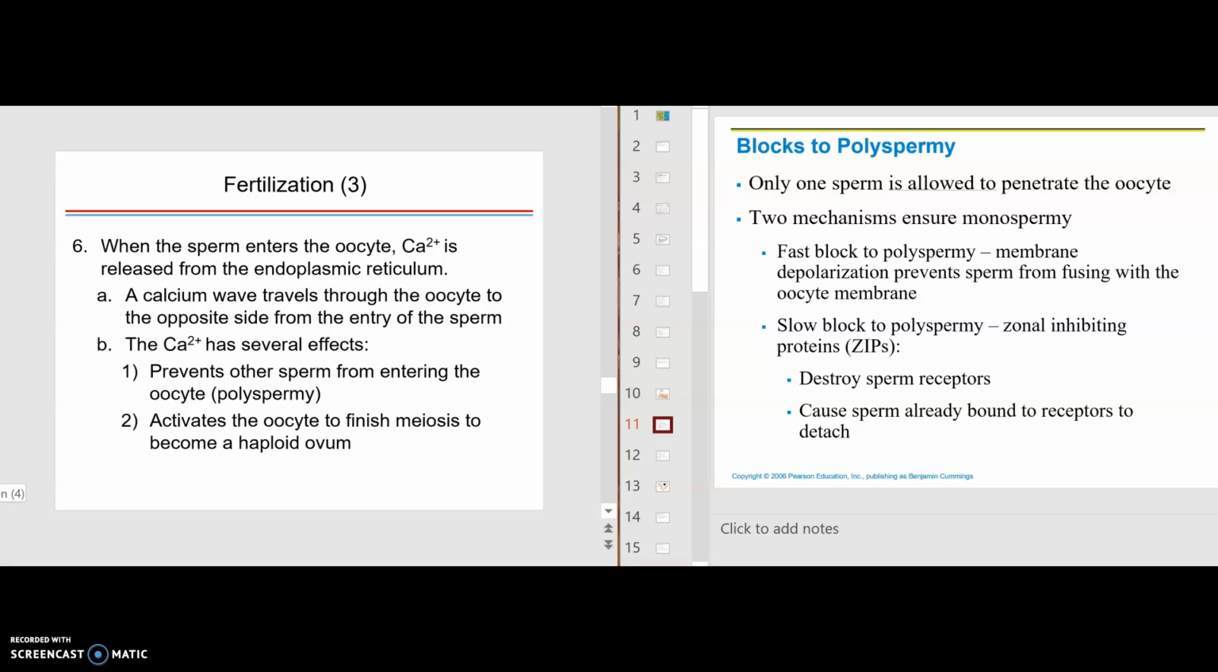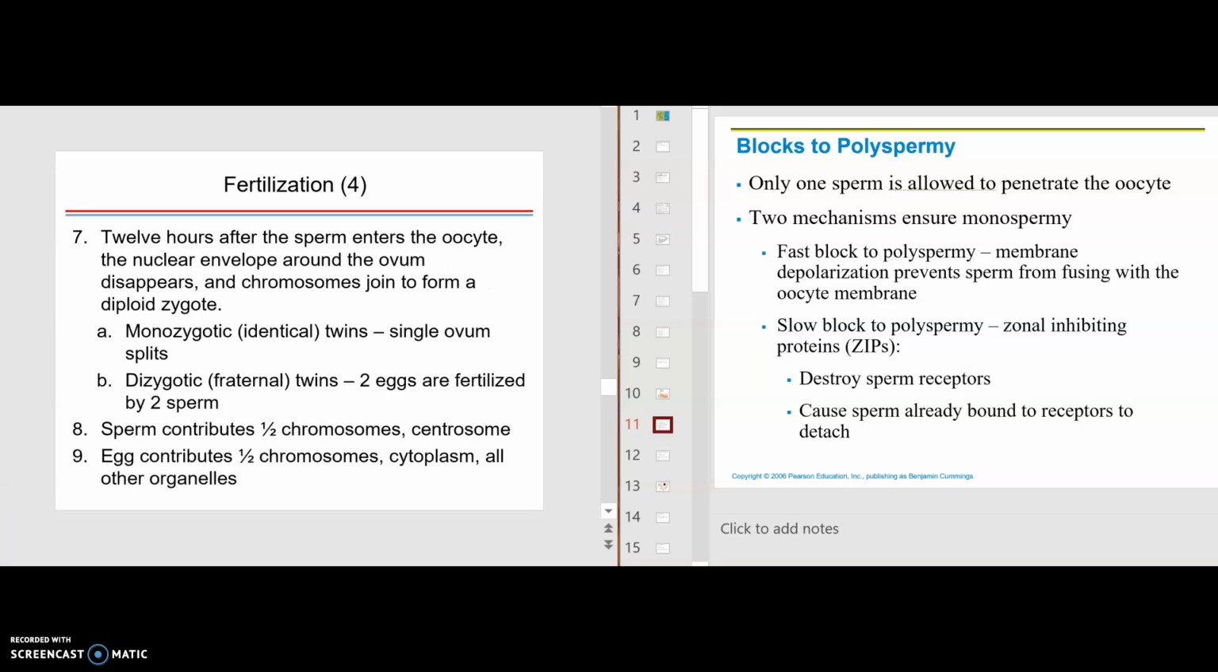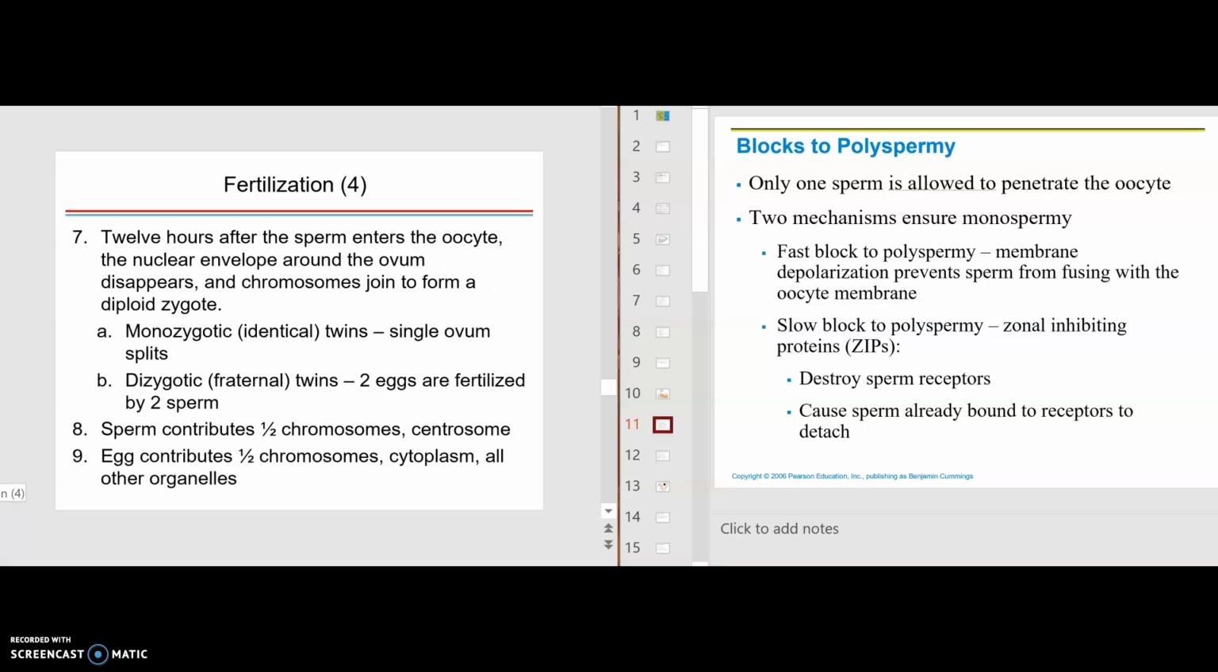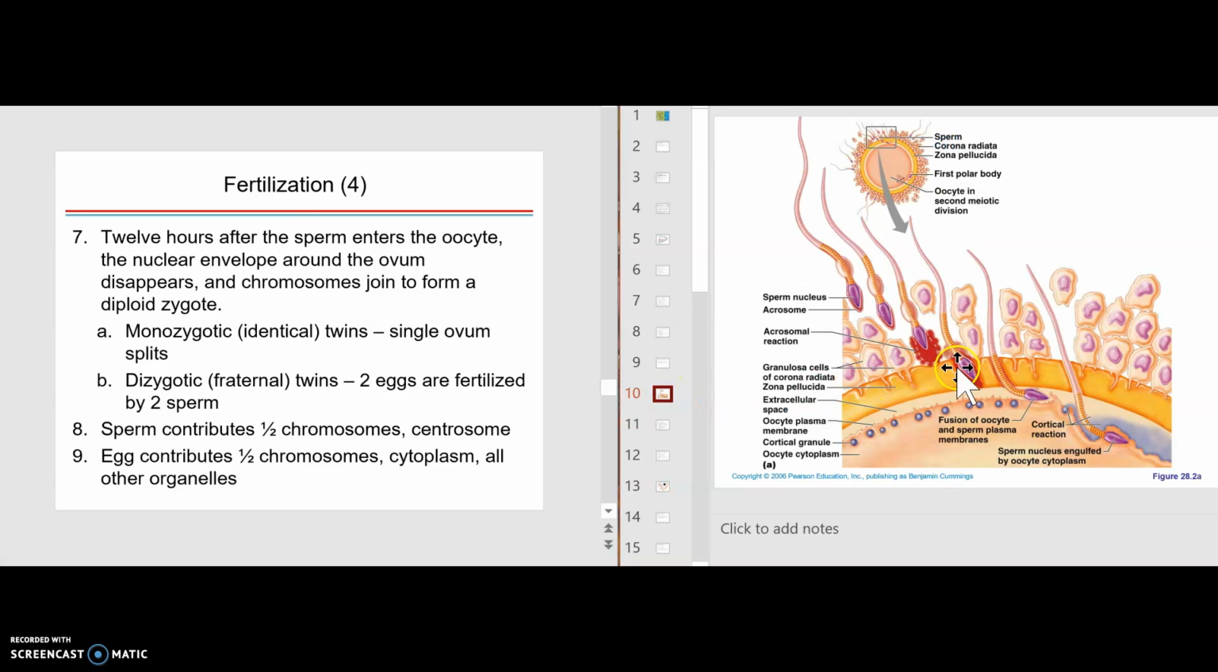All right, so now we look at, okay, when the sperm enters. So now here we are, 12 hours after the sperm enters the oocyte, the nuclear envelope around the ovum disappears and the chromosomes join to form a diploid zygote. That's the key. The key is for the sperm to release its genetic material. There's 23 chromosomes to join and form a diploid zygote.